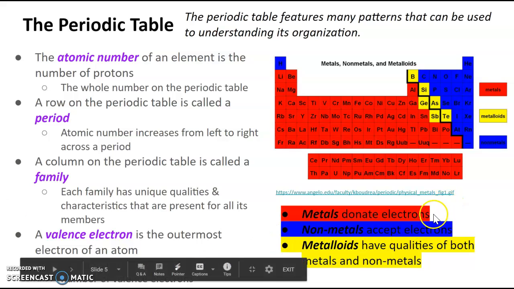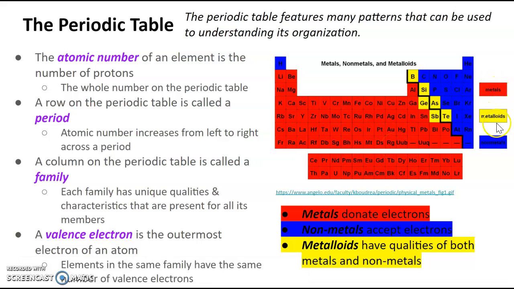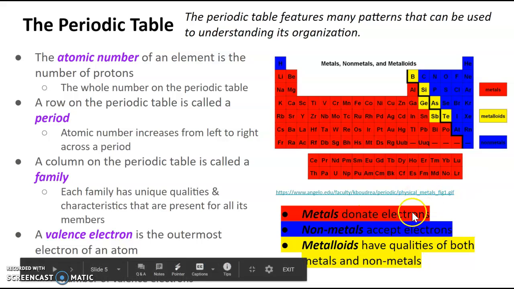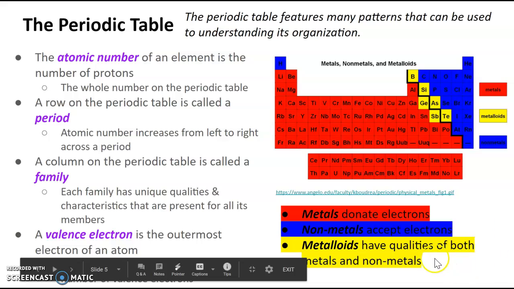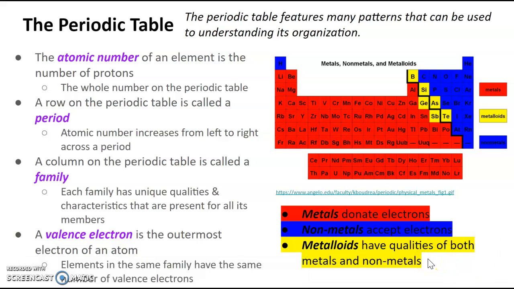And then I used my image to show me the metals, metalloids, and nonmetals, because I was, dang it, asked to talk about those as well. So I kind of color coded it, and I put some information about the qualities of metals. They donate electrons, nonmetals accept electrons, and metalloids have qualities of both metals and nonmetals. So you can kind of go either way. So that would be sort of some above and beyond information that I included.